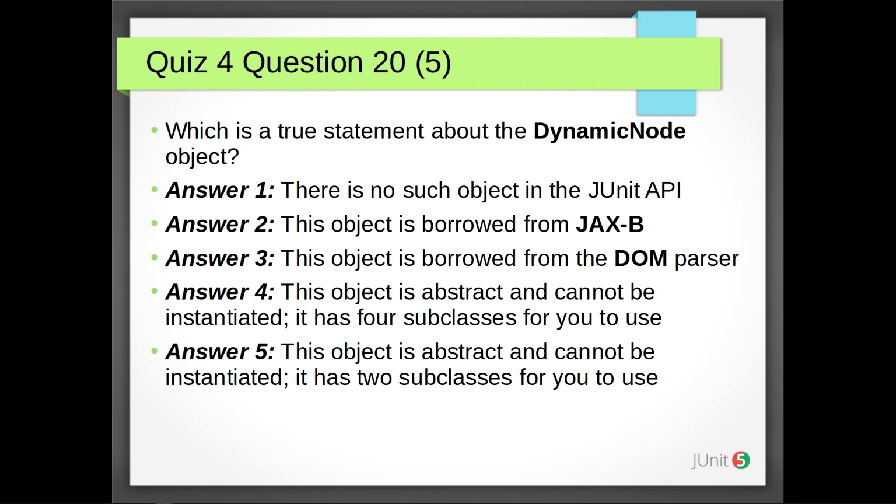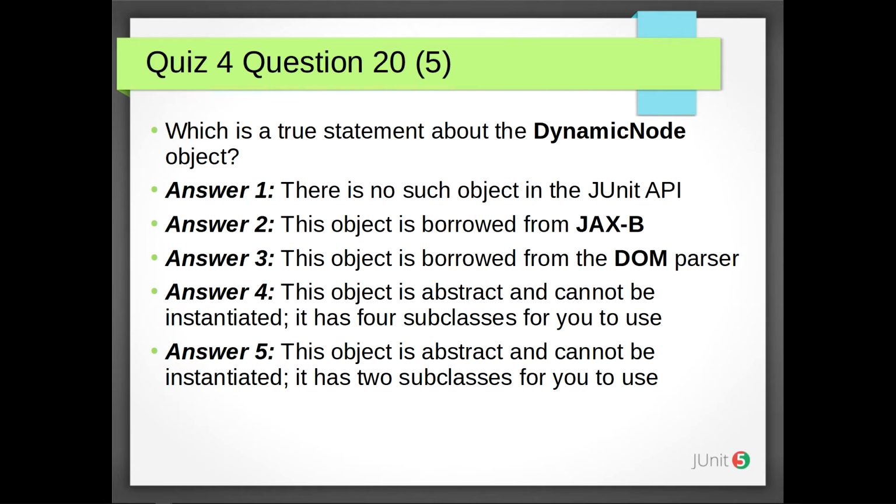Quiz 4, question 20. Which is a true statement about the DynamicNode object? Answer 1. There is no such object in the JUnit API. Answer 2. The object is borrowed from JAXB. Answer 3. The object is borrowed from the DOM parser. Answer 4. The object is abstract and cannot be instantiated. It has 4 subclasses for you to use. Answer 5. The object is abstract and cannot be instantiated. It has 2 subclasses for you to use.